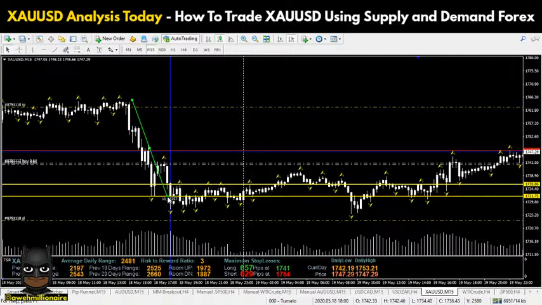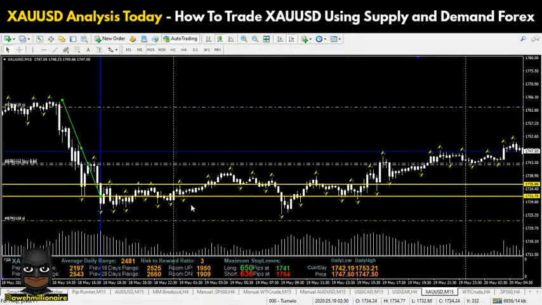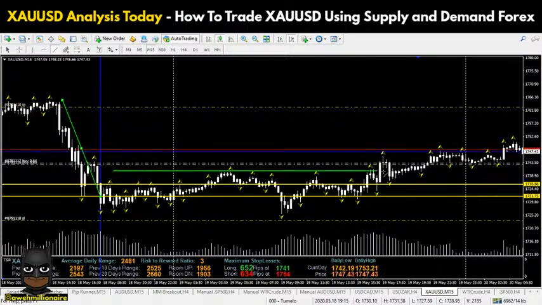So price came and tested the demand level on the 18th of May. It came and tested the demand level, and as we can see here, it was testing it and started to consolidate on this level. It started to consolidate on this level.